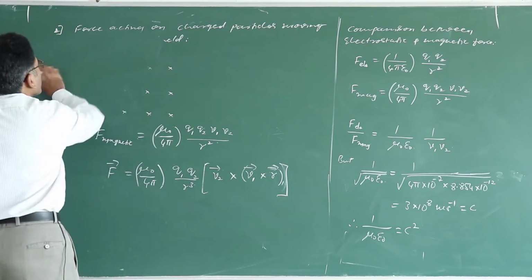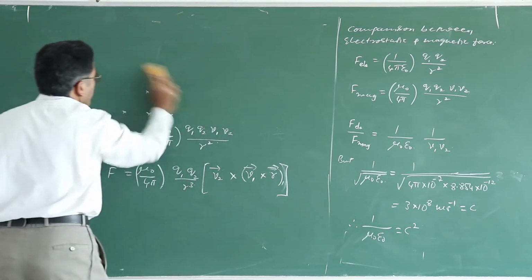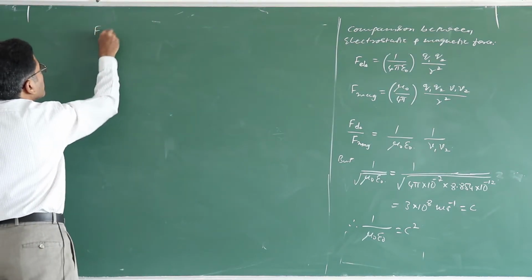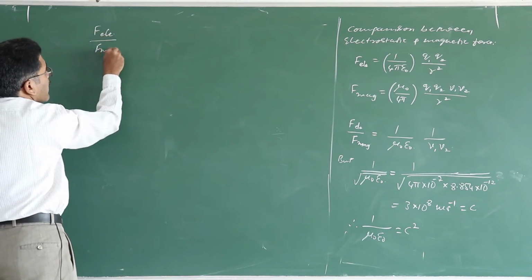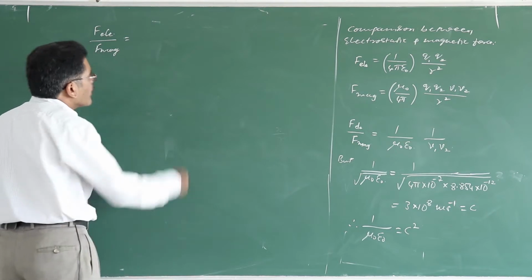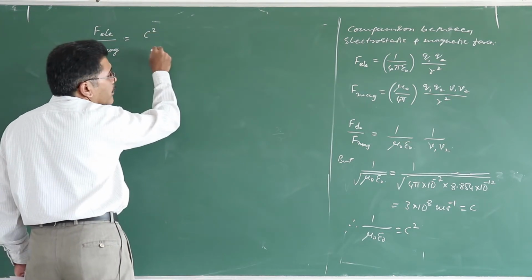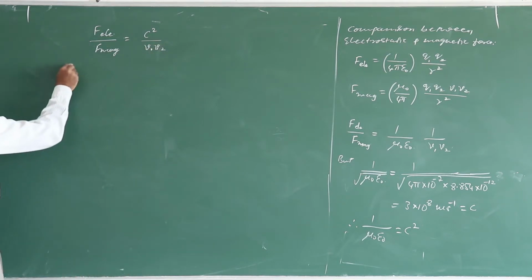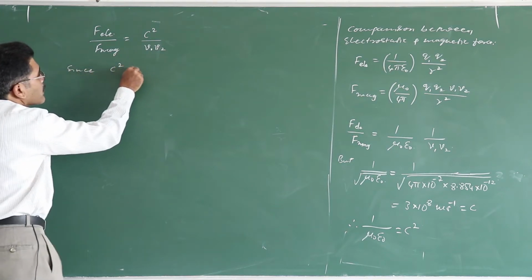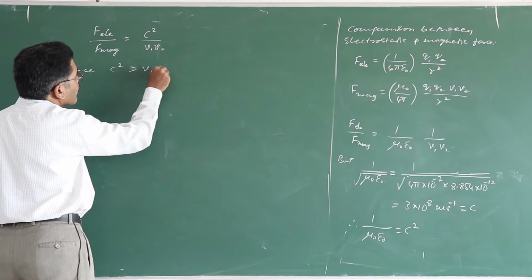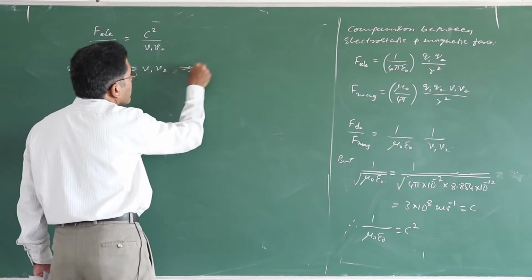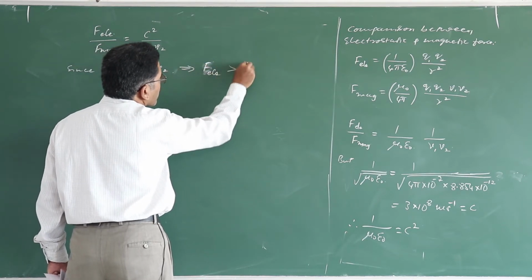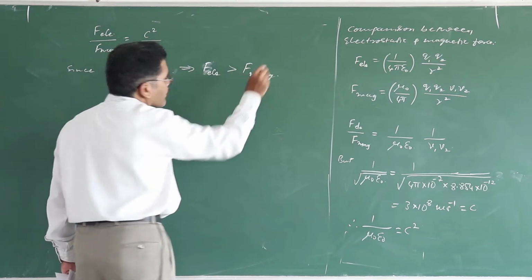Therefore, on simplification, you are going to get F electrostatic by F magnetic is equal to C square divided by V1 into V2. Since C square is greater than V1 into V2, which implies electrostatic force is naturally greater than magnetic force.